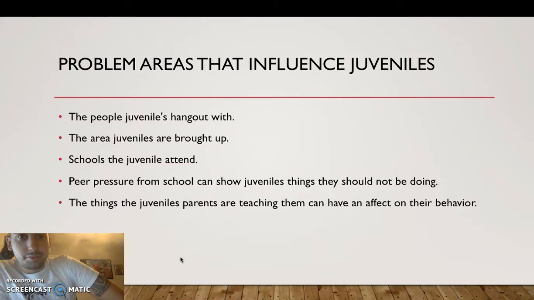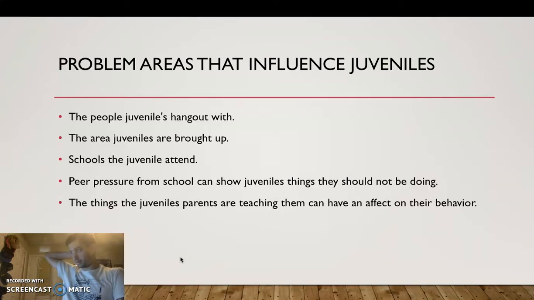Problem areas and influence on juveniles. Okay, so this one's a very quick topic. Problem areas is the people juveniles hang out with. Like I said before, they would like to be labeled, so they try to hang out with cool kids. Every kid will try to hang out with cool kids, and cool kids don't really do good people things. So they will get in trouble for hanging out with the wrong people.